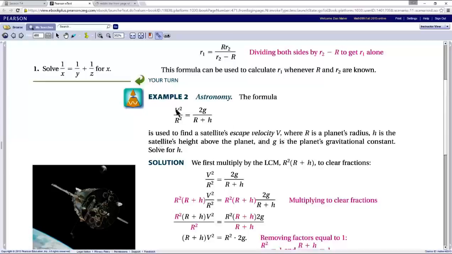Escape velocity is a capital V. The planet's radius is this R here. H is the satellite's height above the planet, and G is the planet's gravitational constant. In other words, we're not just talking about Earth here. If they were trying to make this satellite, let's say we had something circle around the moon, we could use this formula. It's going to have all the variables that we could put into this thing. We can find out what's the radius and what's that gravitational constant. We know that for the moon.